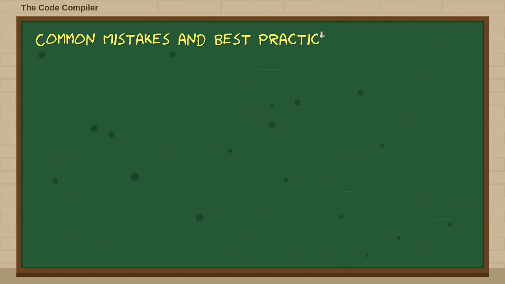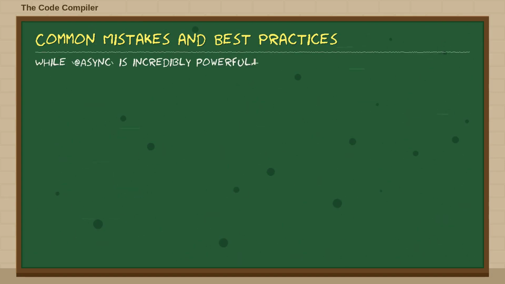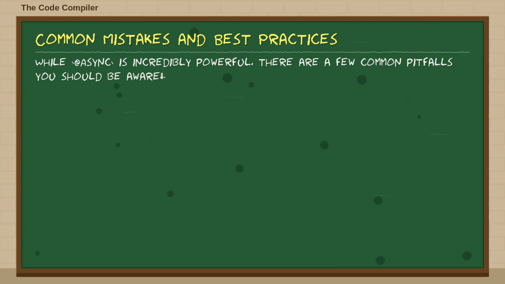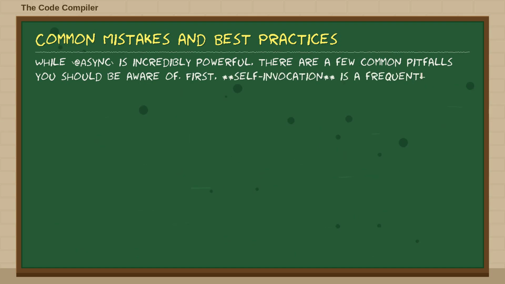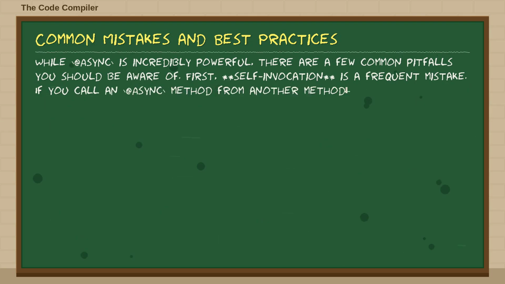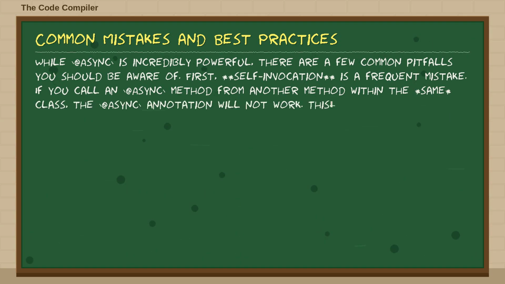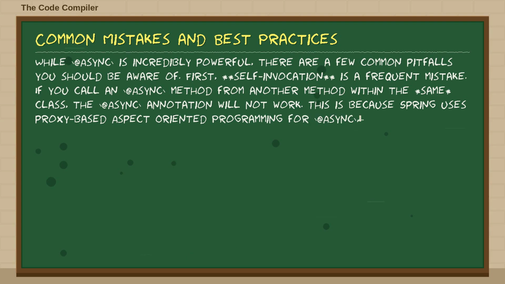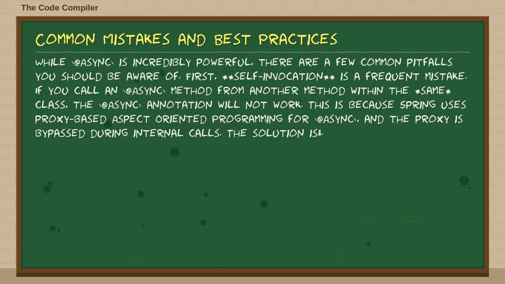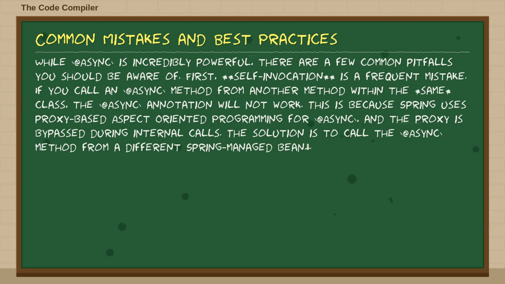While @Async is incredibly powerful, there are a few common pitfalls you should be aware of. First, self-invocation is a frequent mistake. If you call an @Async method from another method within the same class, the @Async annotation will not work. This is because Spring uses proxy-based aspect-oriented programming for @Async and the proxy is bypassed during internal calls. The solution is to call the @Async method from a different Spring-managed bean.